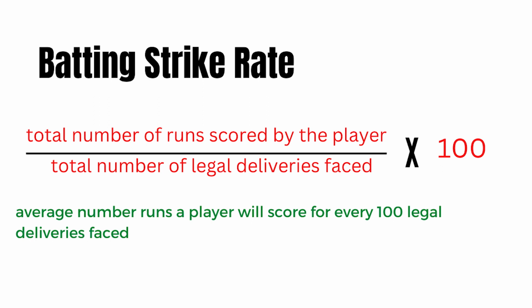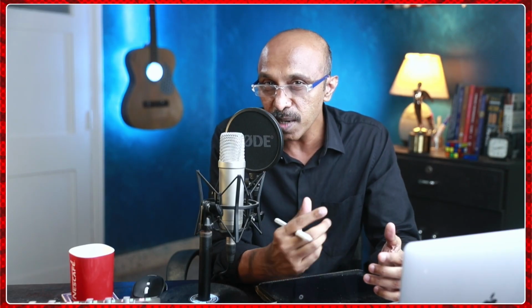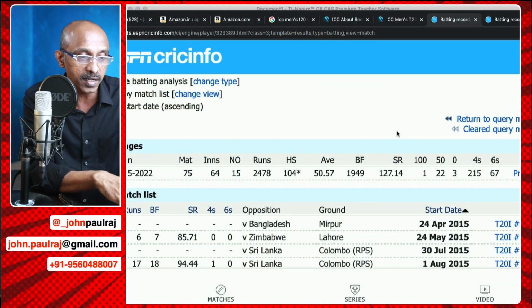In this particular video, we're going to be talking about the batting strike rate. The batting strike rate for a player in cricket is defined as the total number of runs that the player has scored divided by the total number of legal deliveries or legal balls that he or she has faced, multiplied by 100. So it's kind of a percentage which gives you the number of runs that a player will score every 100 balls. So if you come back to the example of Mohammad Rizwan, this is his batting strike rate, right? 127.14.